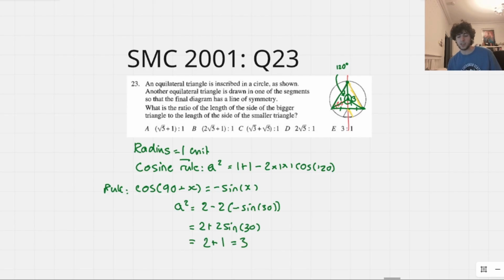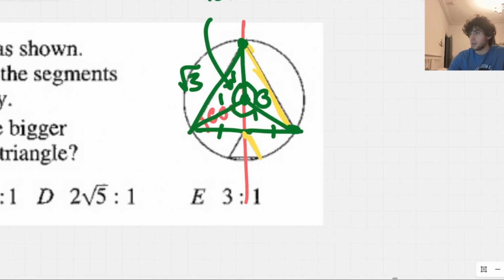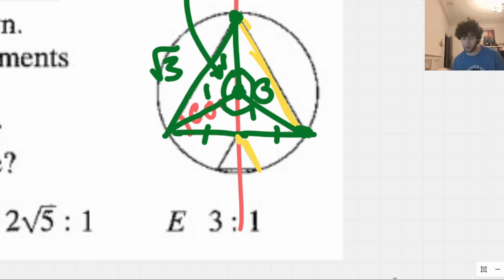So a squared, the side length of the triangle squared, is 3, which implies that the side length is root 3. Lengths are positive, so we take the positive root. So we have one of the side lengths that we want to calculate. That's basically the part of the problem we would assume, but the trickier part of the problem is finding the length of the smaller equilateral triangle. So how are we going to do that? First of all, we need to calculate a few other things.